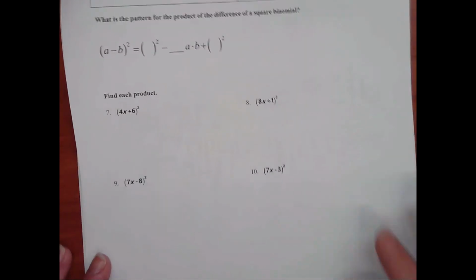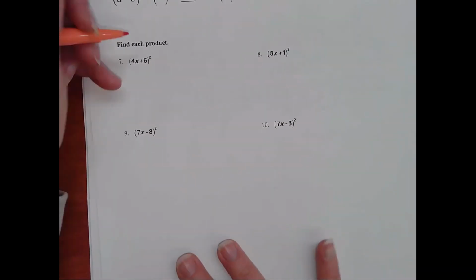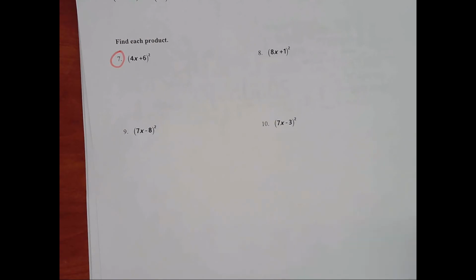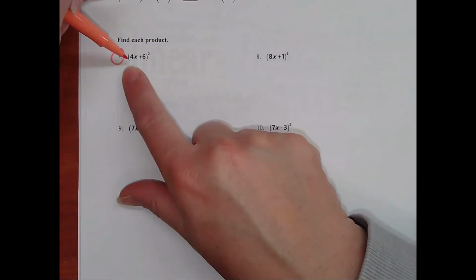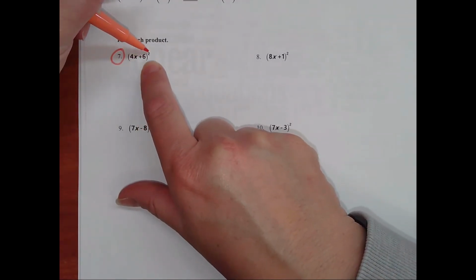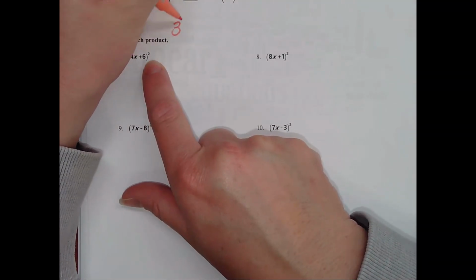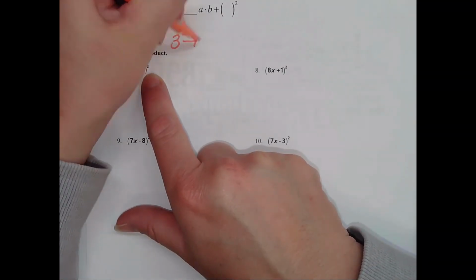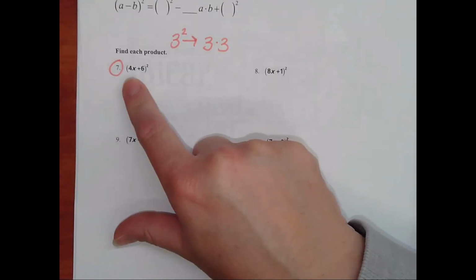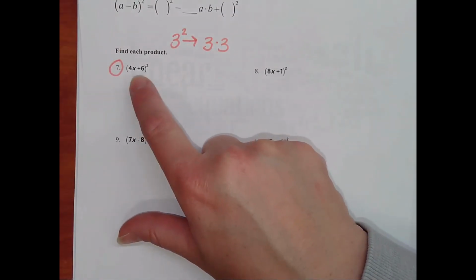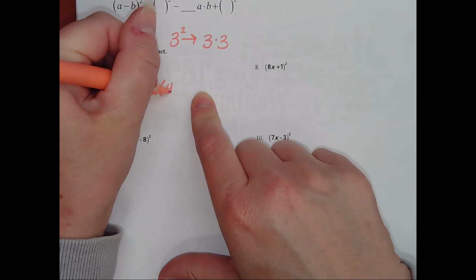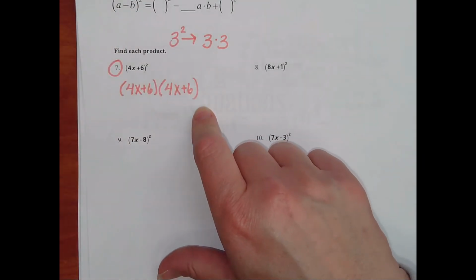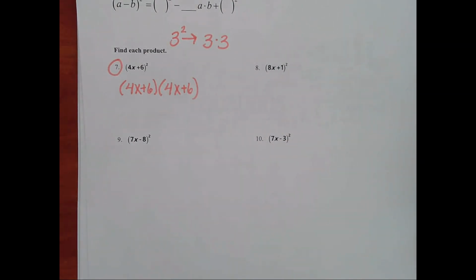The other is going to look like this, like number 7. I'll probably just show you number 7 and send you on your way. I'm not sure if you really need to see me do 15 more of these. So for number 7, it says 4x plus 6 squared. Like 3 squared is the same thing as 3 times 3, the same is true for this. If I have 4x plus 6 squared, that's the same thing as 4x plus 6 times 4x plus 6. So they're not just going to write it twice. You're going to have to write it twice and then multiply like you did last week.